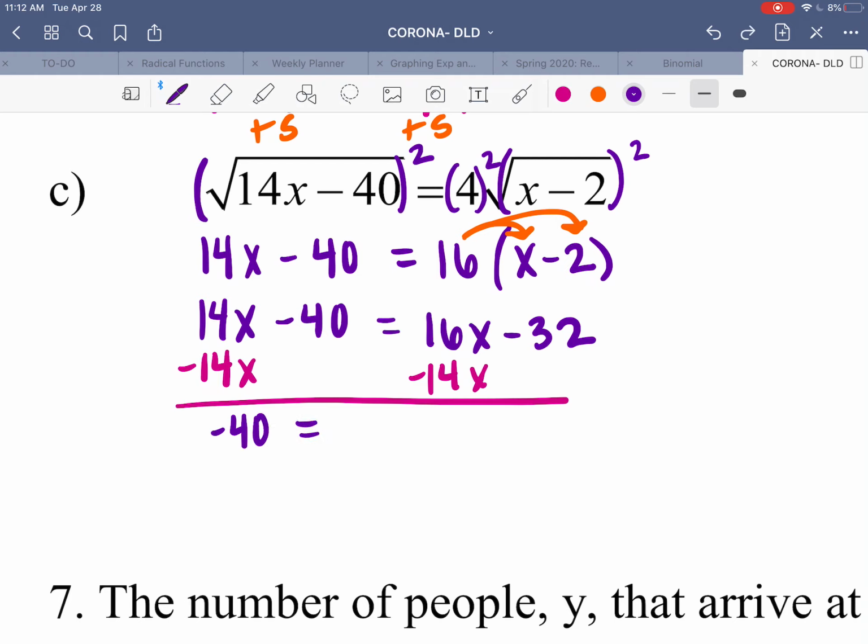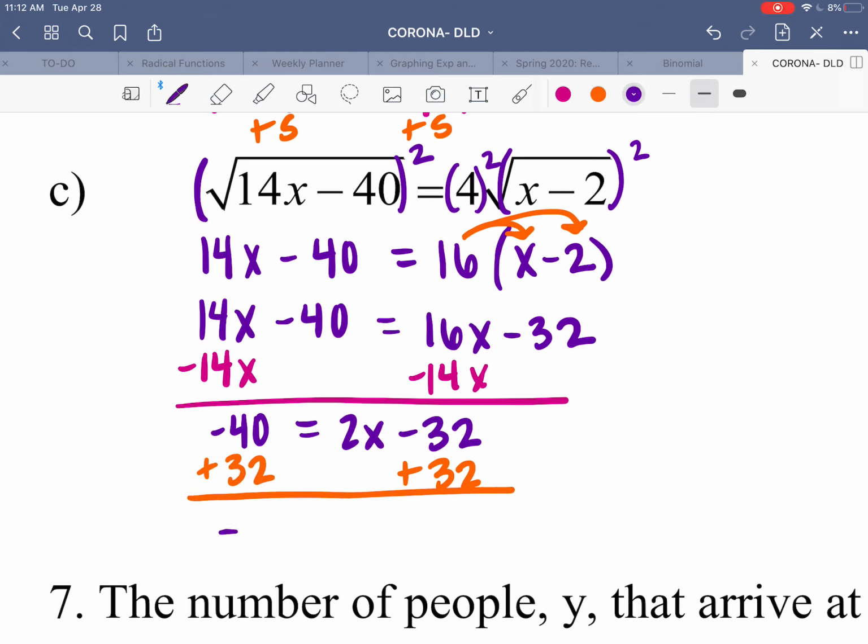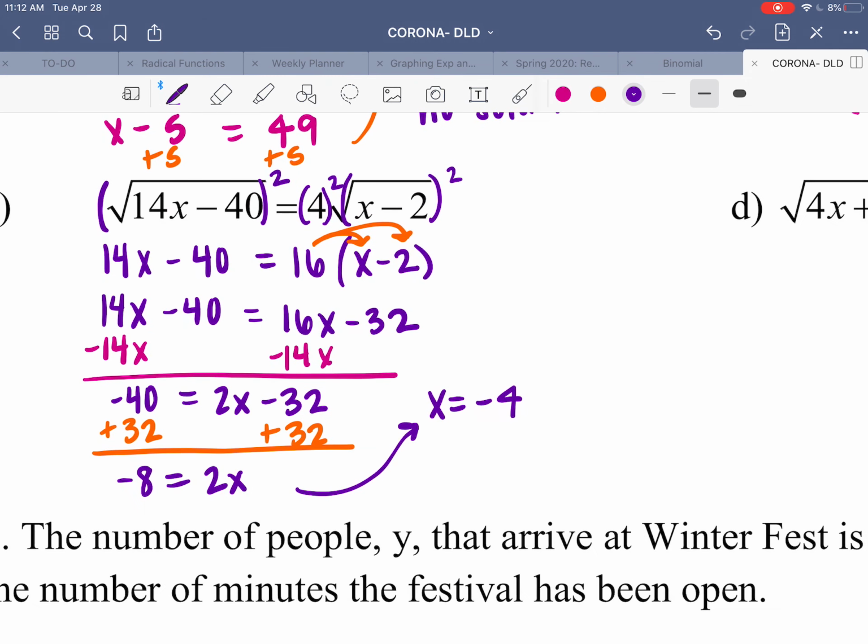Negative 40 equals 2x minus 32. And then if we add 32 over, you guys should be pros at this by now. We're going to have negative 8 equals 2x, which means that x is going to equal negative 4. Okay, but let's see what happens if we plug negative 4 in.